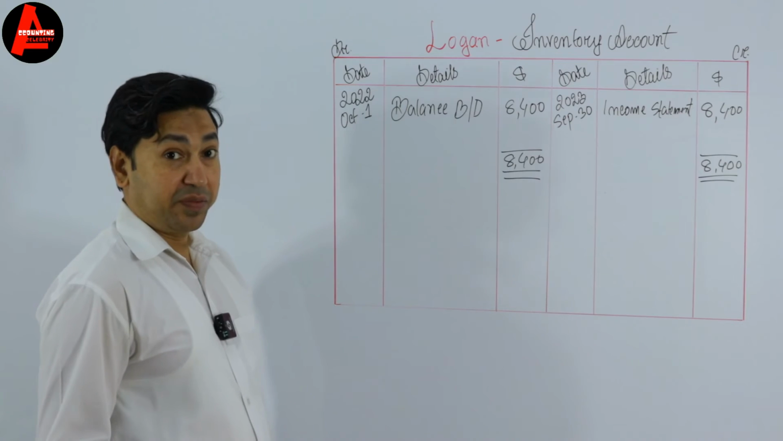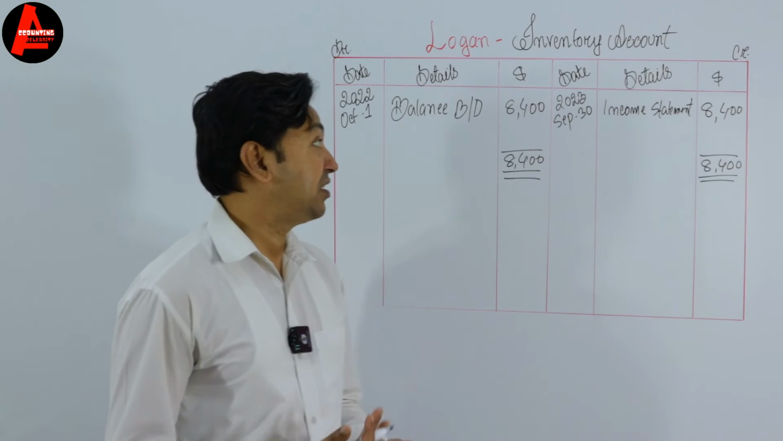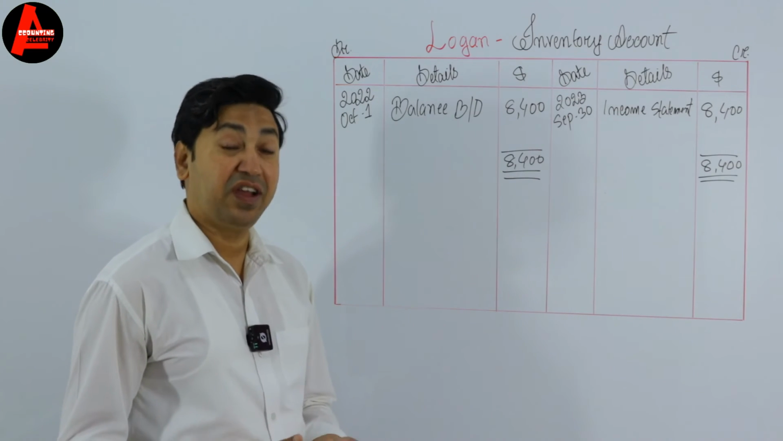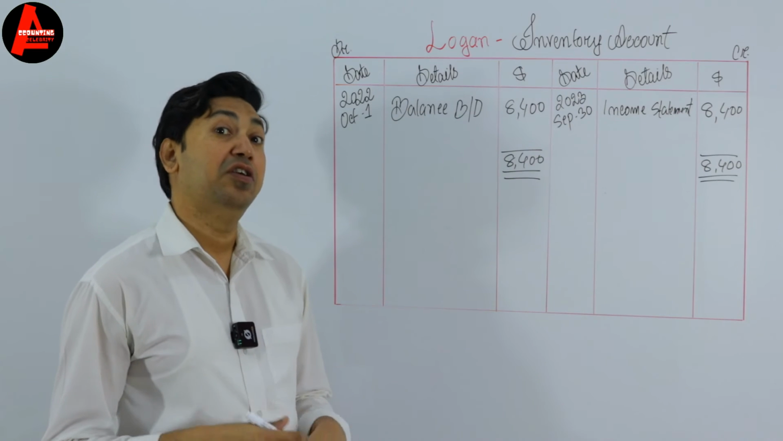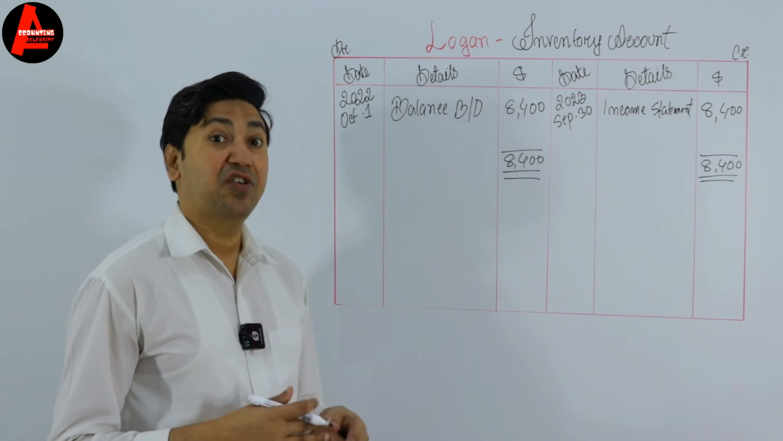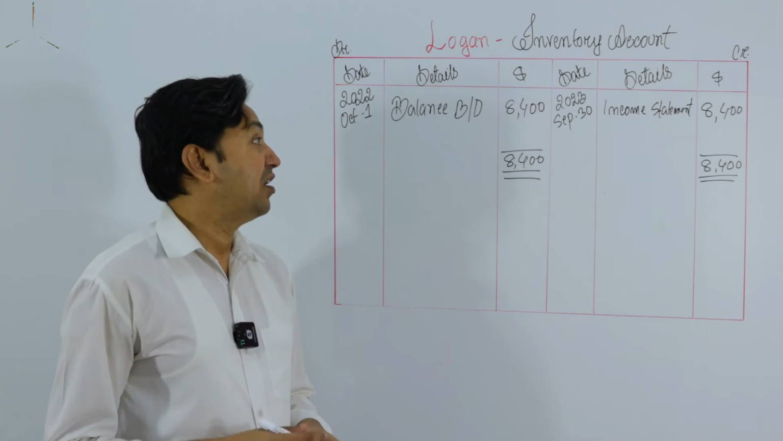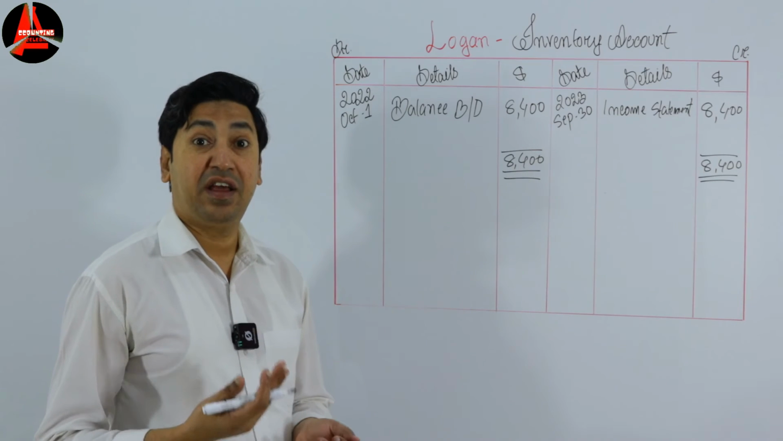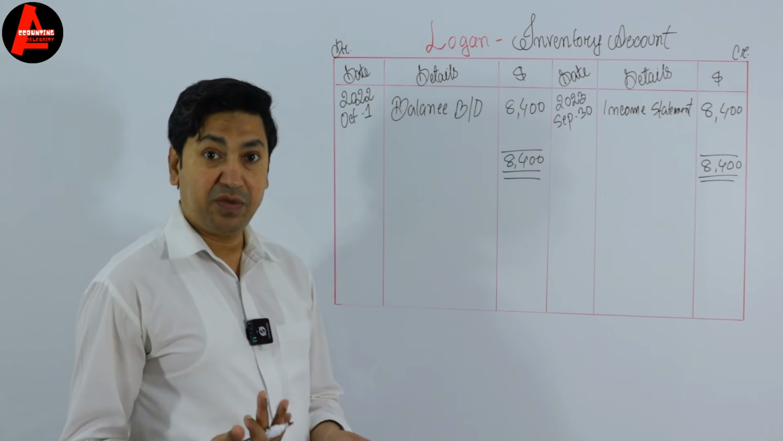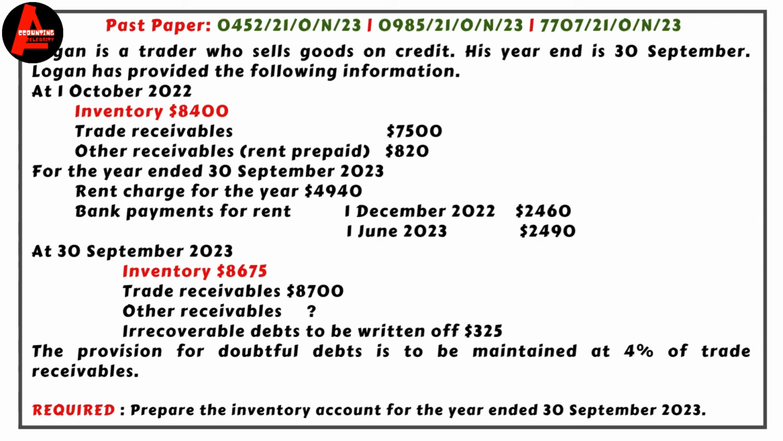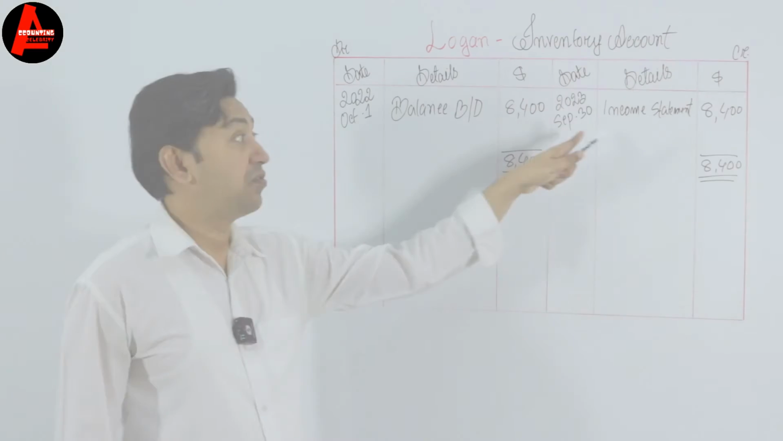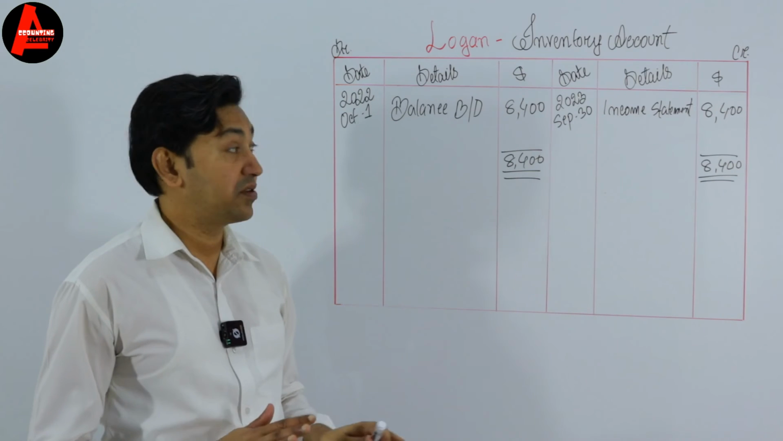Then what happened? Over the year the business purchased some more goods. These are also inventory, purchased for resale. After reselling, again there is a balance of inventory in the question. At 30 September 2023, inventory is 8,675. The opening inventory we have taken to the income statement, so that is closed.